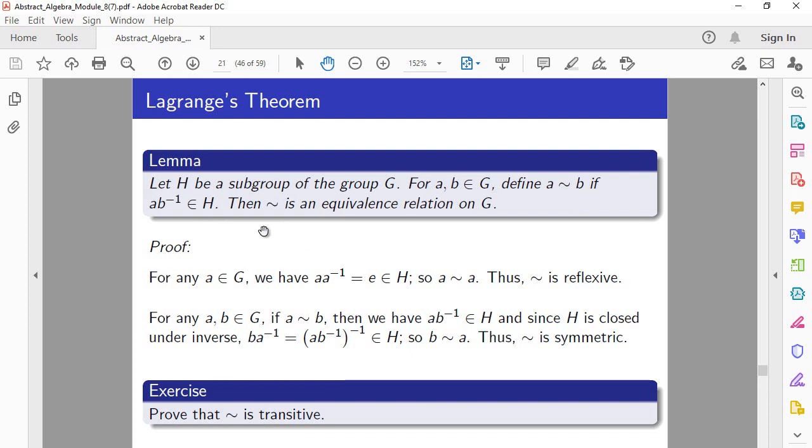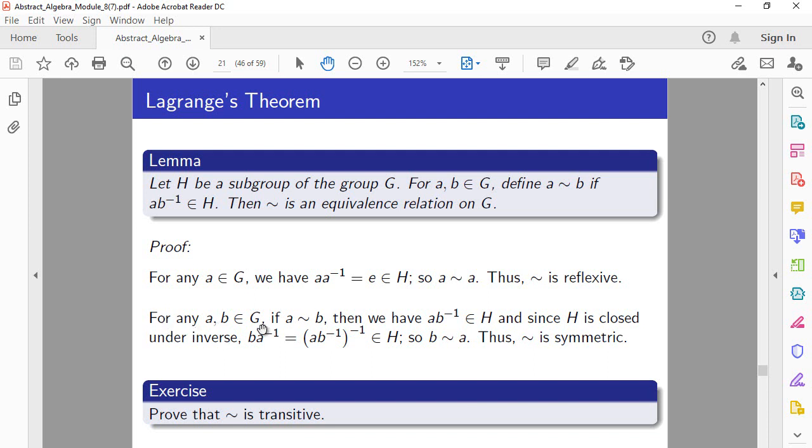Well, we want to show that this relation is reflexive, symmetric, and transitive. For any A in G, we have that A times A inverse is the identity, which by definition of a subgroup belongs to any subgroup. So E belongs to H, so AA inverse is in H, and by the definition of tilde, A is related to A. This is for any A, so it shows that this relation is reflexive.